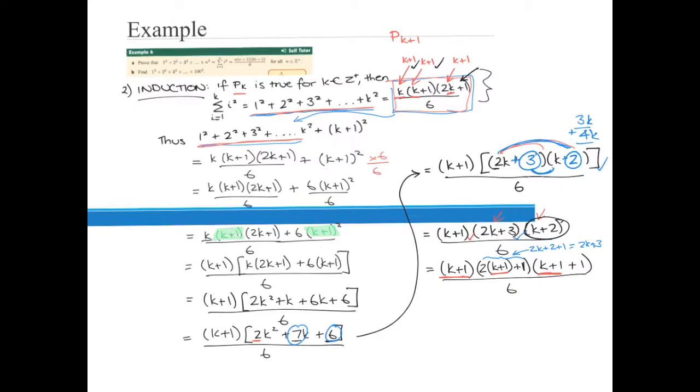So we say that since P1 is true and PK plus 1 is true, okay, so PK plus 1 is what we've just figured out here, and P1 was true because we did that in the first step. That was our basis step. But we also need to add on.